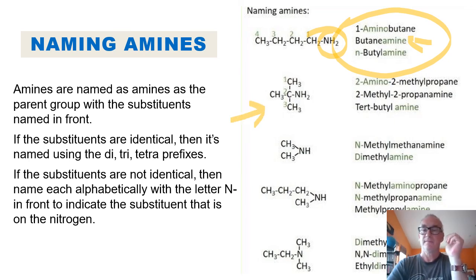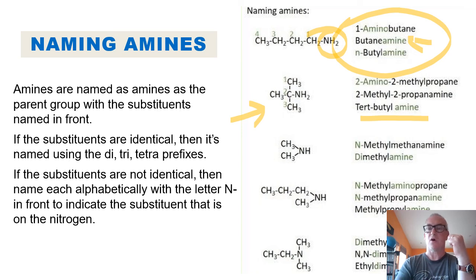Here we've got a tertiary butyl group, 1, 2, 3, 4 carbons. So the same number of carbons, but arranged differently. So we can call it tertiary butylamine.